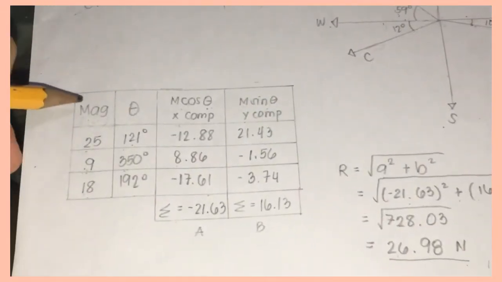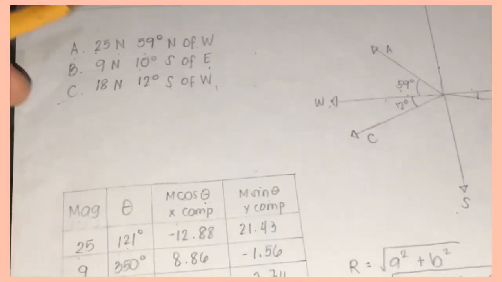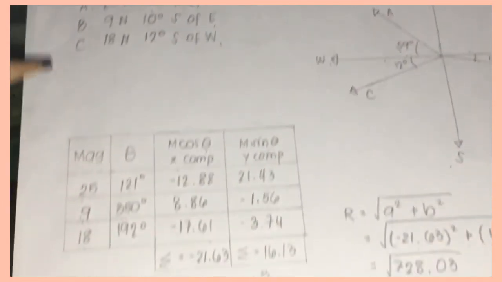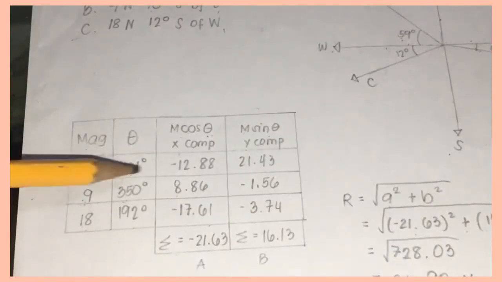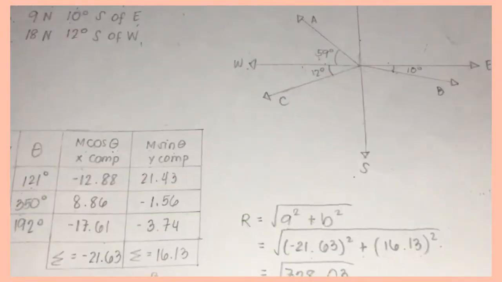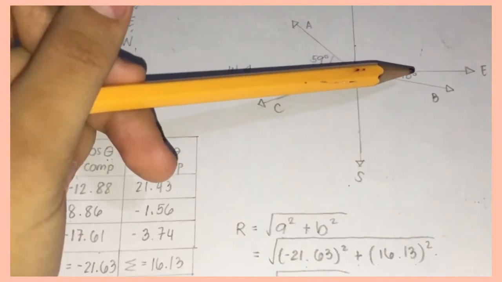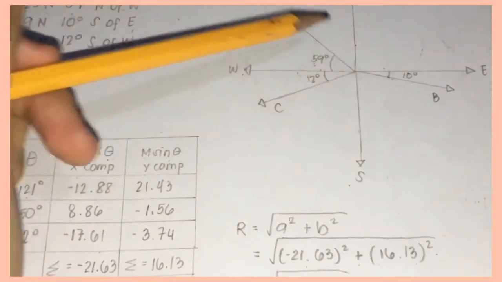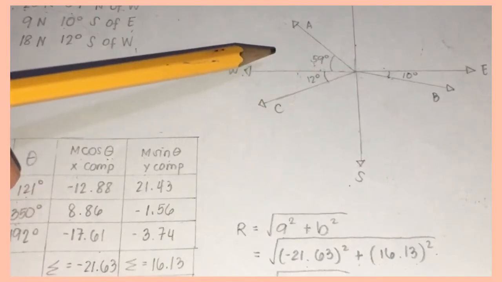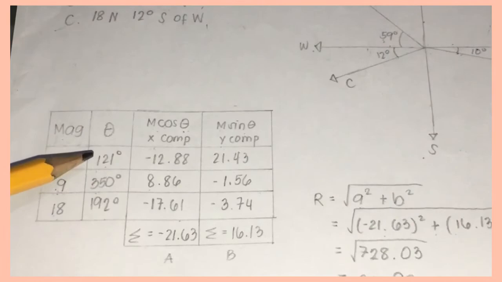Now, first we have the magnitude. The magnitude is already given right here. That's 25 Newton, 9 Newton, and 18 Newton. For your theta, that is going to be based from here. So we are always going to start here. So that's 90 plus 90, that's 180 degrees. We are going to subtract that with 59. That is why we have 121 degrees.